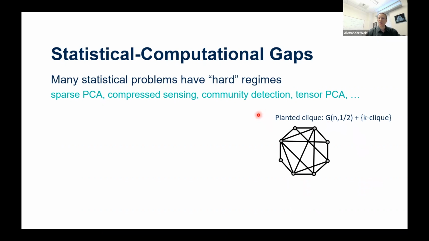Here's one more example of such a problem. This is one of the most canonical and famous ones, called planted clique. The idea here is that we take a random graph, so G(n, 1/2) means n vertices, where each edge occurs with probability half. But then I pick k vertices at random and plant a clique there, meaning I connect all of those k vertices to each other, and the goal is to find that clique.